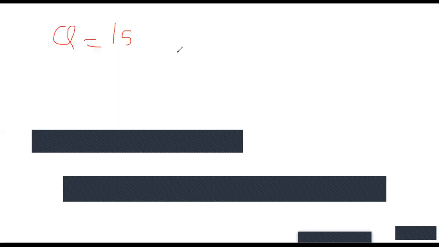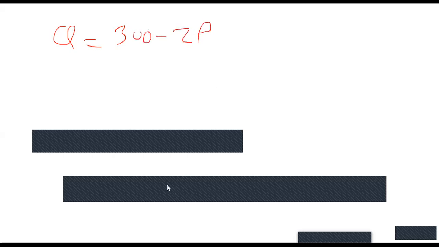So I repeat. Now at this question, Q is equal to 150 minus... 300 minus 2P. Sorry. 300 minus 2P.